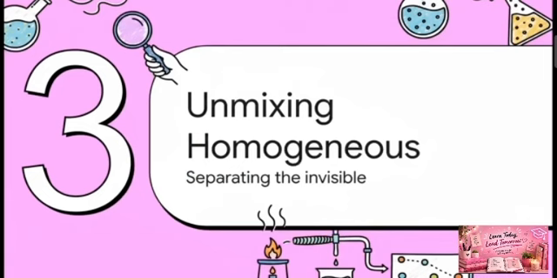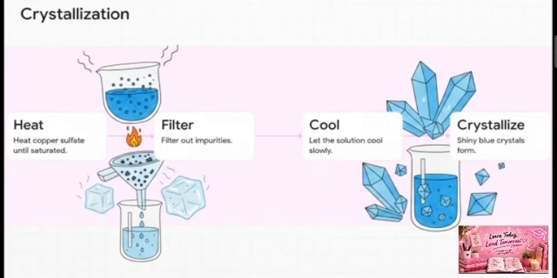All right, Section 3, unmixing homogeneous mixtures, separating the invisible. Let's kick this off with crystallization. Remember how heat allows a liquid to hold more solute? Well, let's say we heat up some water and pack it completely full of dissolved copper sulfate until it's totally saturated. We filter it so it's perfectly clean, but then we take away the heat. We just let the solution cool down nice and slow.